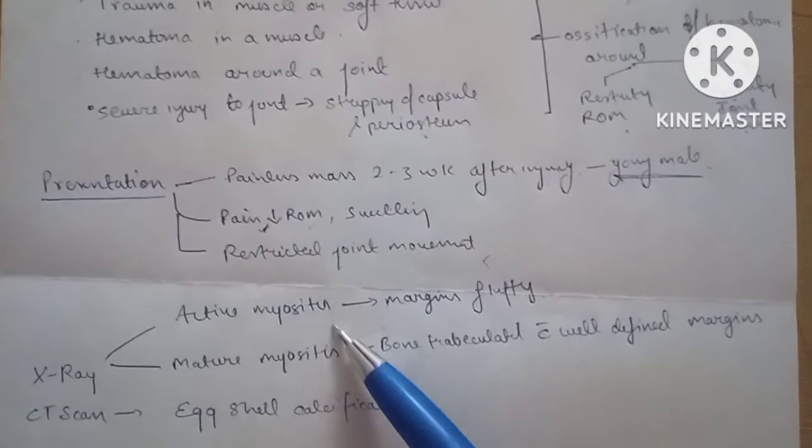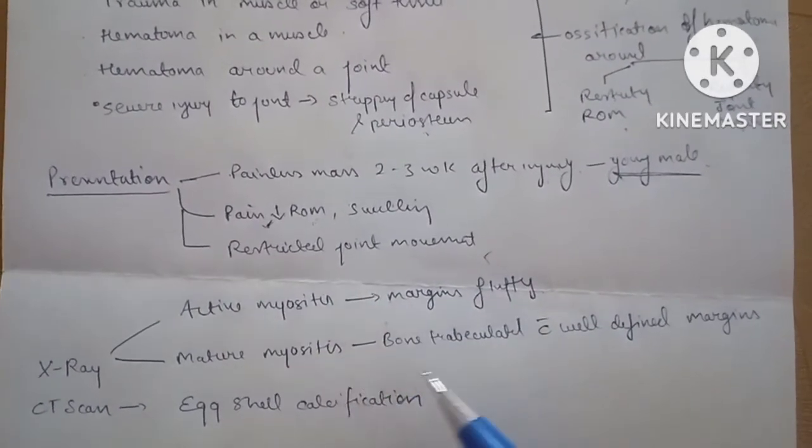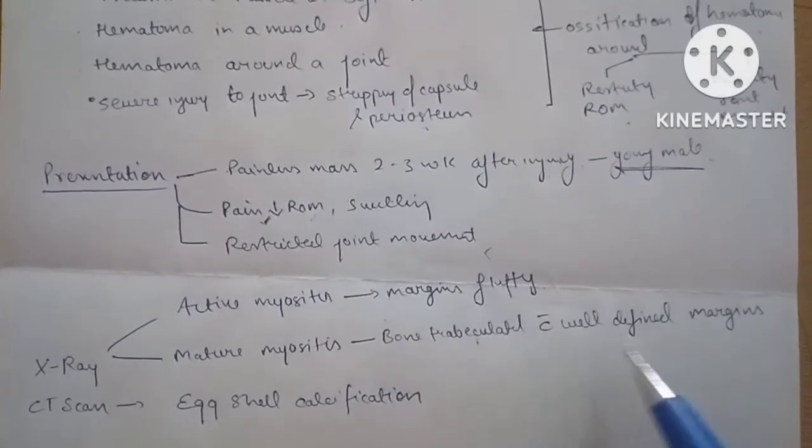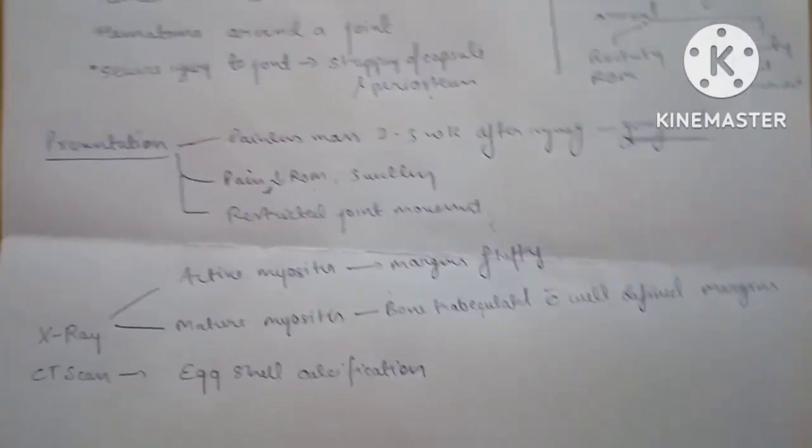On X-rays, in case of active myositis, we see a fluffy margin, and in case of mature myositis, we see a bone trabeculated with well-defined margins. Here we have some of the X-rays. Let's have a look at it.